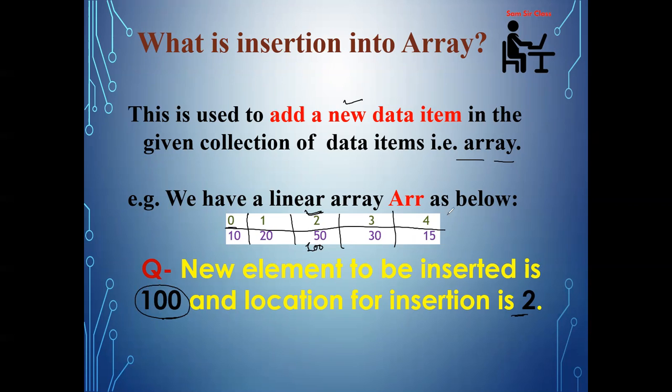Clear? So whenever I am adding a new value into the array, first of all I have to create a space on the right hand side to store the value. That is my fifth index. Then where I need to insert 100, index number 2. From the right hand side till index 2, all the elements I'll right shift. So 15 I'll right shift here. The processing, I have started from the fourth index.